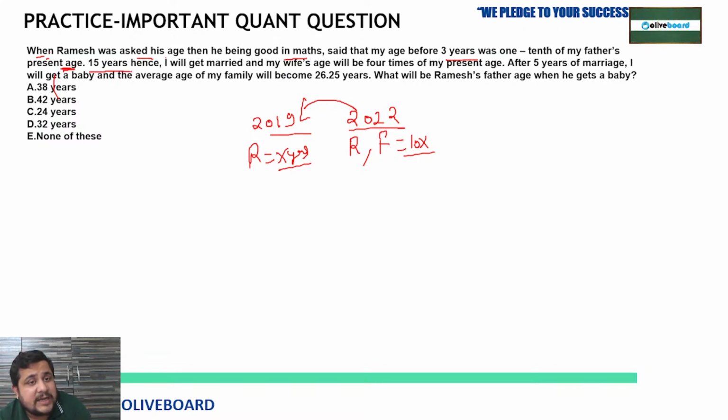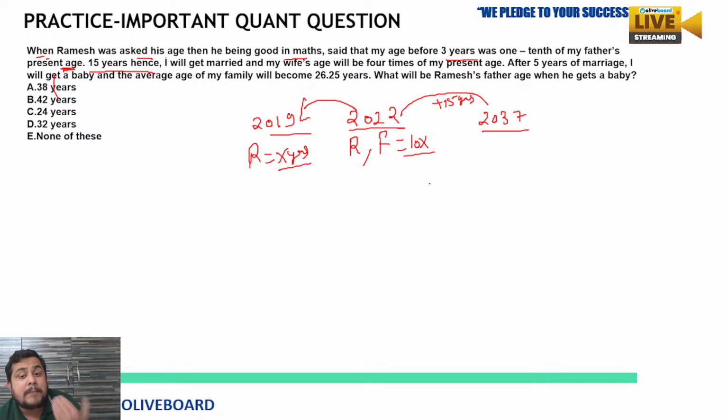Now they are talking about 15 years hence, means after 15 years. So 15 years hence, 2037 we can say. I'm marking the year so it will be better for you all to understand. So is this clear? You can comment, you can chat in the chat box.